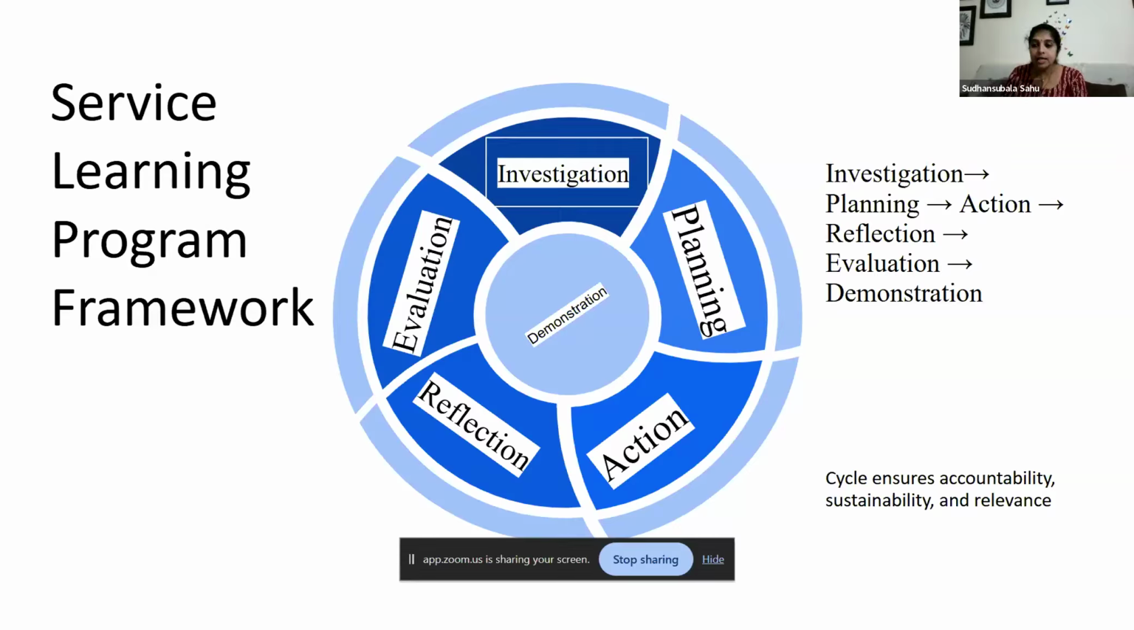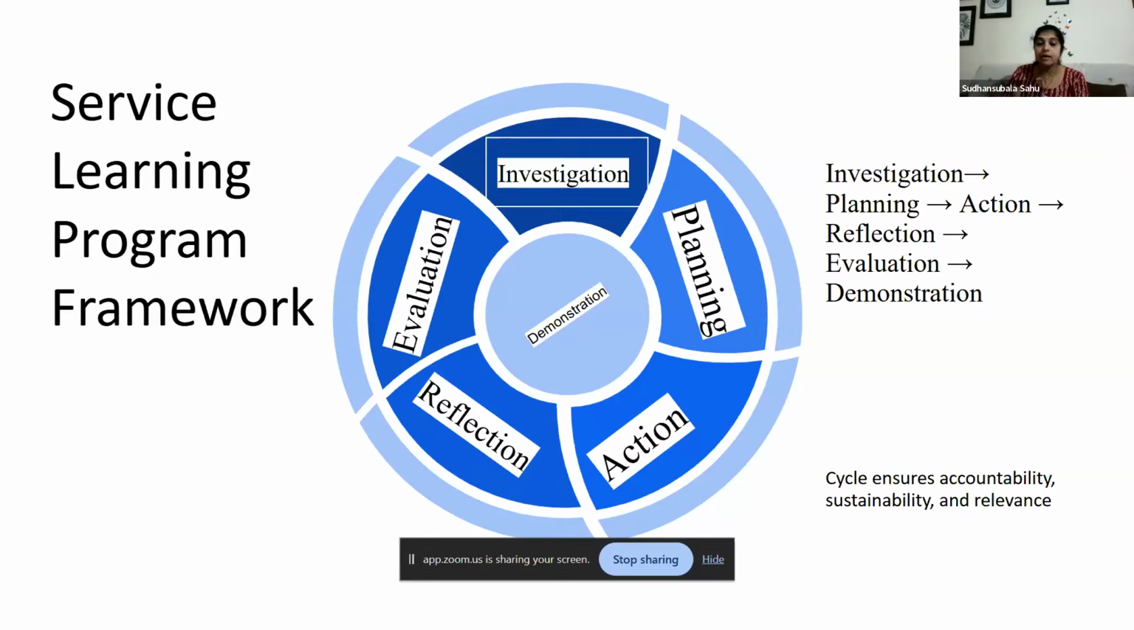And this cycle actually in a way ensures accountability, sustainability and relevance, because we are accountable to the community partner as well as to the community that we are participating with. And it becomes sustainable because we are showing that kind of responsibility, accountability to our community partners.